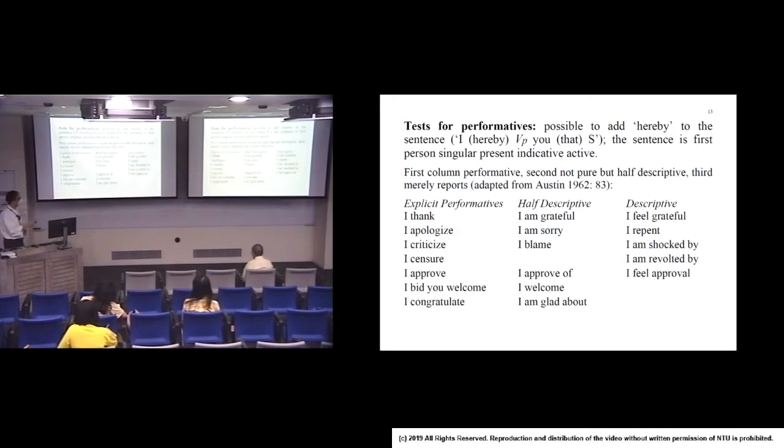So you can see there's a little bit of a difference, like I approve of, and I feel approval. Actually, we don't say that very often, I feel approval, but it's certainly weaker than I approve. So if you say I approve something, then you really approved it. Whereas if you say I approve of something, then you haven't approved it. You're just saying you kind of agree with it, but you haven't done any formal approval.